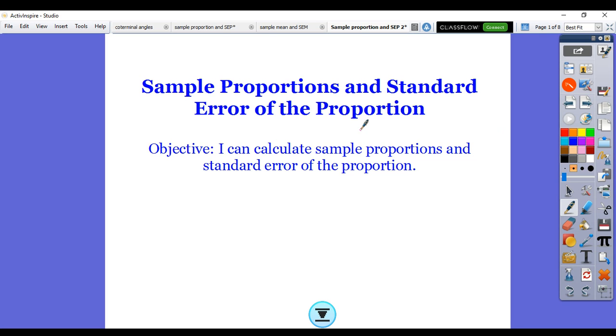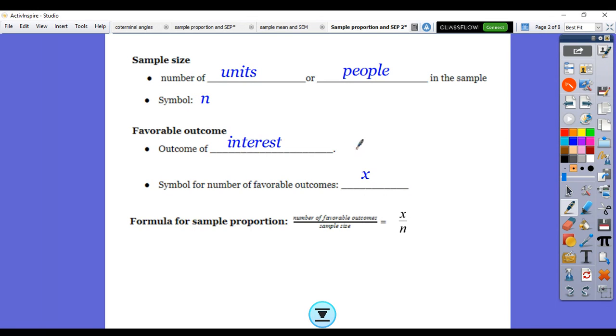In this video, we're talking about sample proportions and standard error of the proportion. The first part of the lesson is going to be finding sample proportions, and then there'll be another video on standard error of the proportion. You need the sample size and the number of favorable outcomes to find the sample proportion.